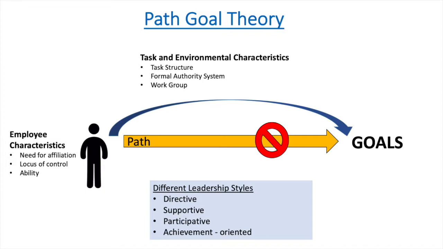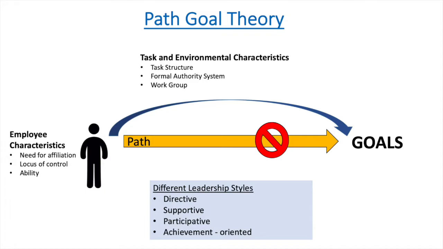I will discuss what these are later, but basically the leader will select the best leadership style out of the 4 that will best suit the employee's characteristics and the task and environmental characteristics as well, that will help the employee achieve their goals. Now let's look at the leadership styles.